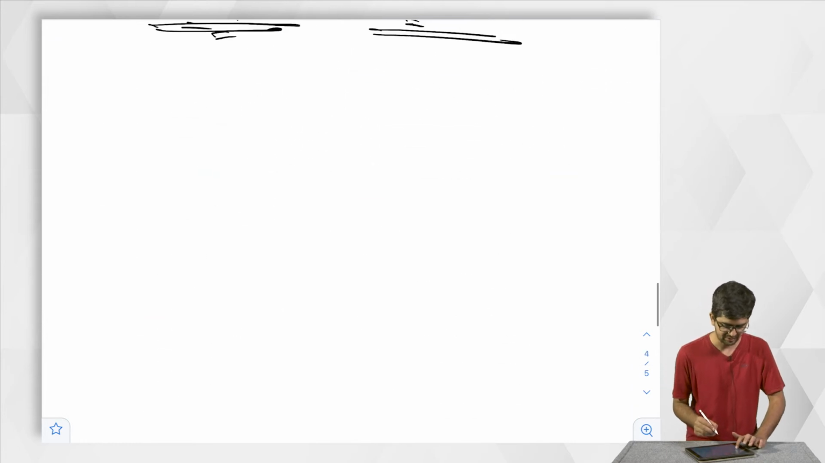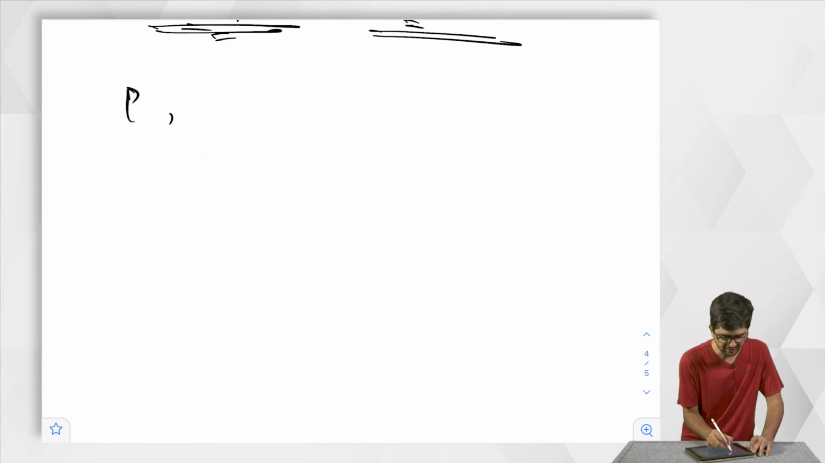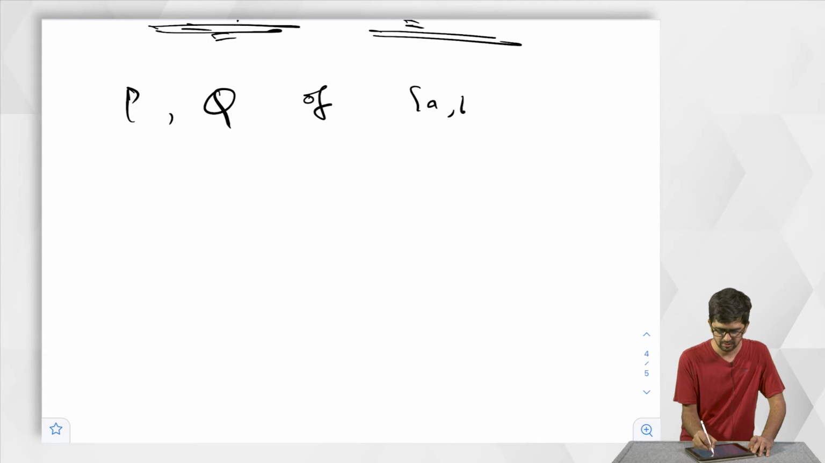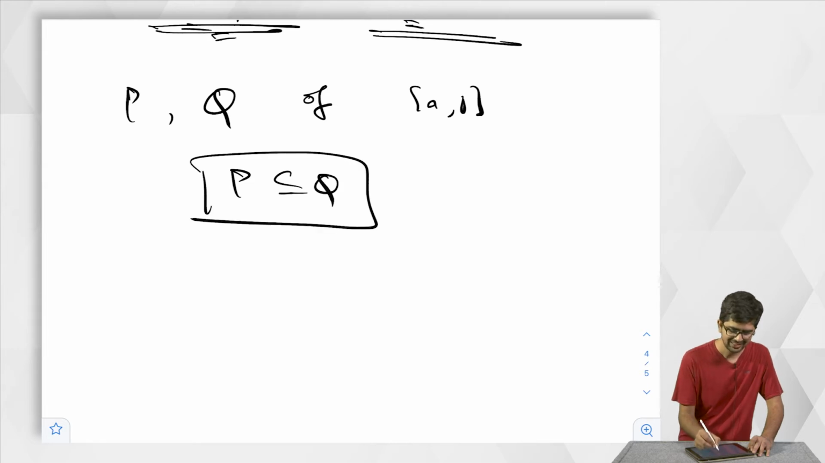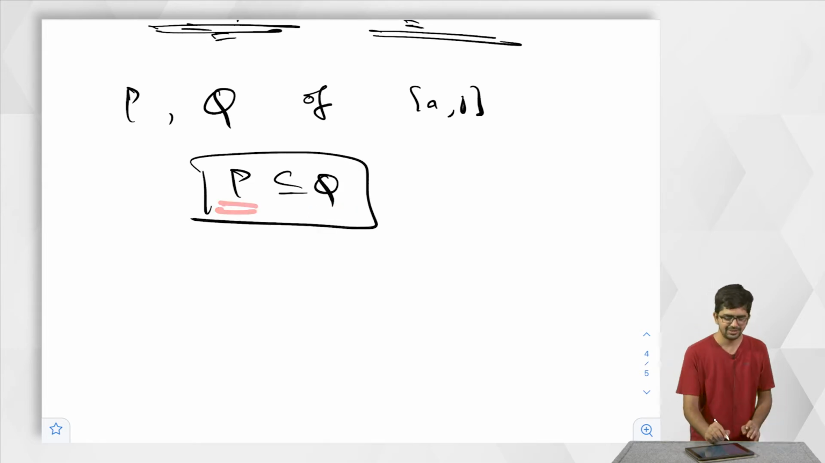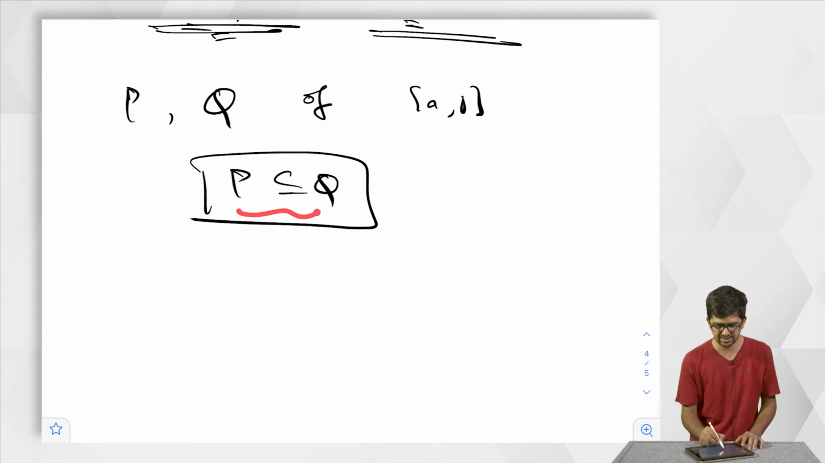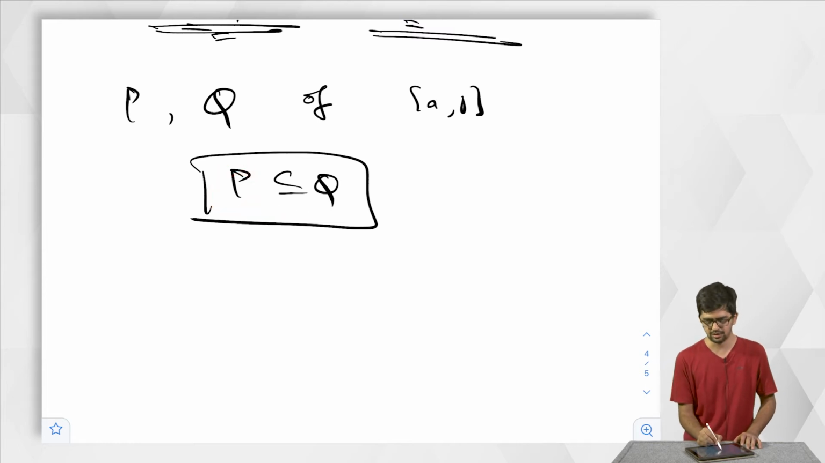So let me write down the definition. P and Q are two partitions of [a, b]. If P is a subset of Q, then Q is called a refinement of P. See, P we are saying is just a subset of [a, b]. So one can talk about this relation, that P is a subset of or equal to Q.